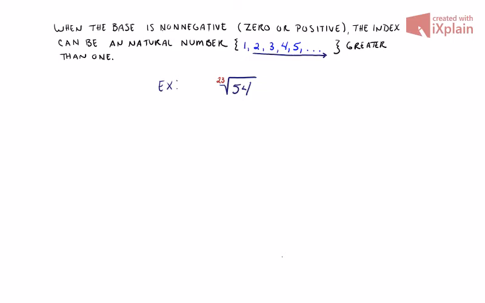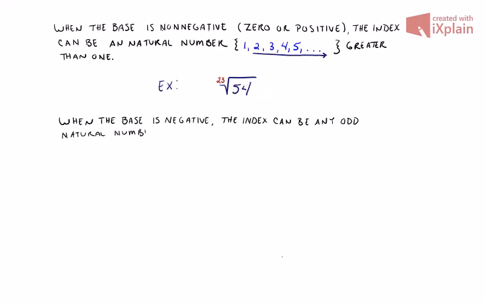However, we need to consider, what happens if your base is negative? When the base is negative, the index can be any odd natural number greater than 1.